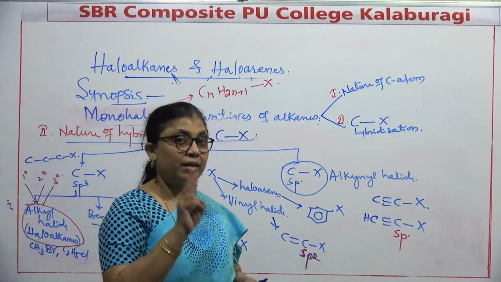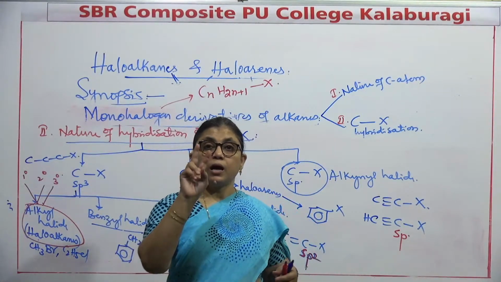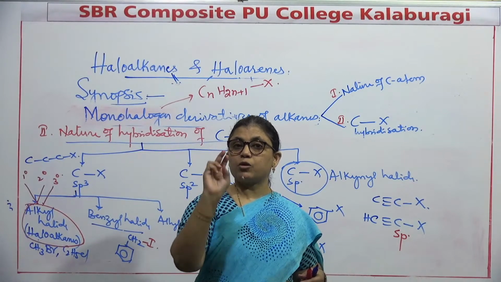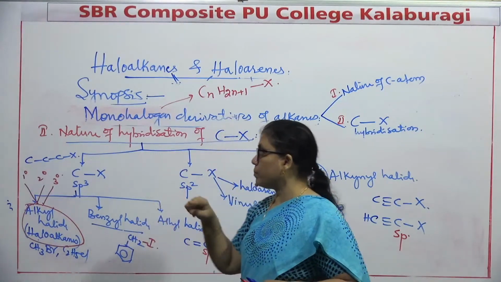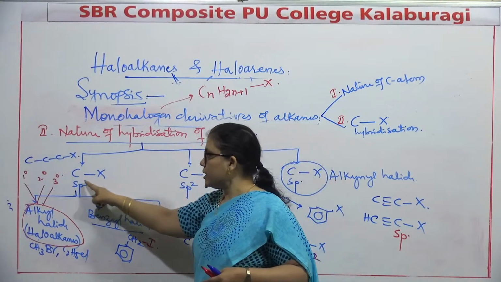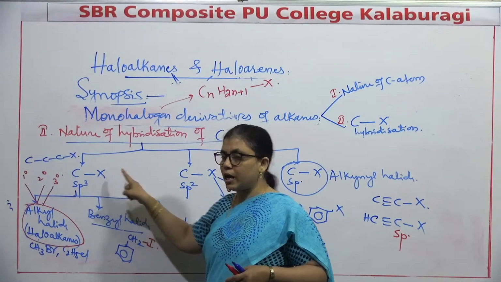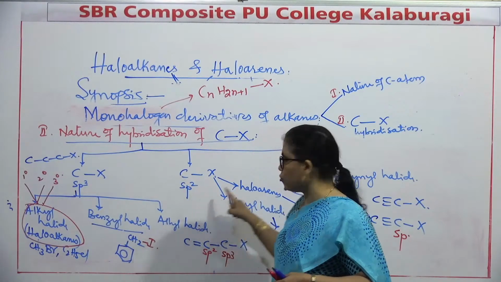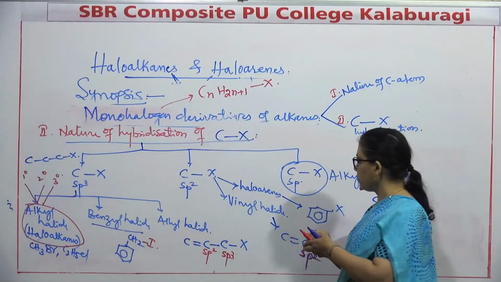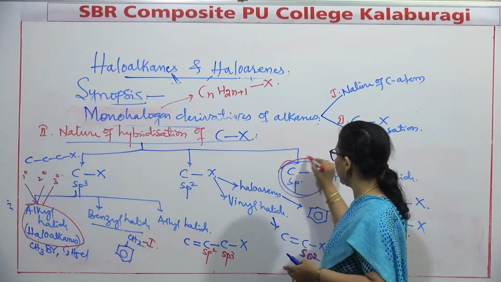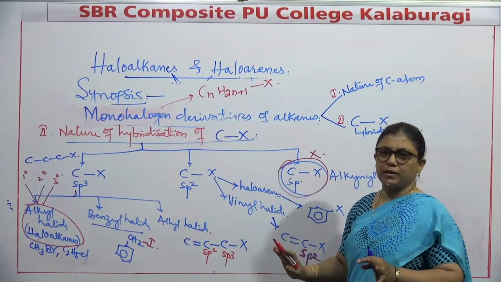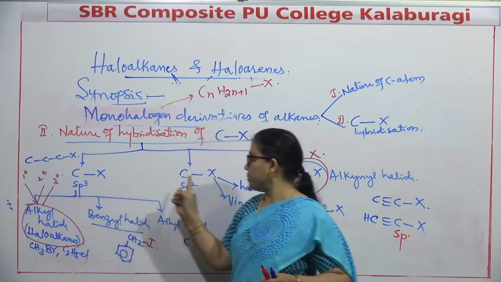So we can say that this is the second classification of the monohaloalkane. The first classification is on the basis of nature of carbon atom. The second classification is on the basis of nature of hybridization of the carbon containing halide. The carbon may be sp3 hybridized containing halide, the halide group linked to a carbon which is sp2, or linked to a carbon which is sp hybridized. Actually the sp hybridized case is not in our syllabus, so we are not going to deal with it, but you should know as per your knowledge that this is also possible.